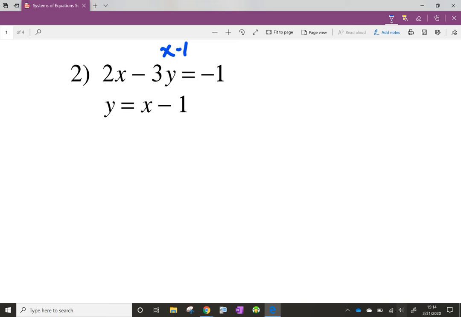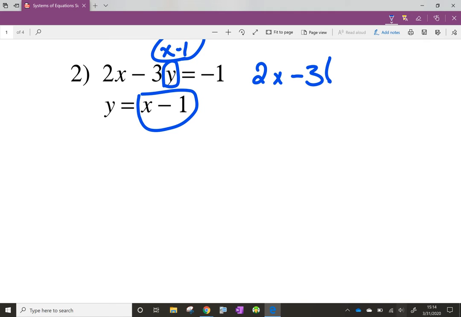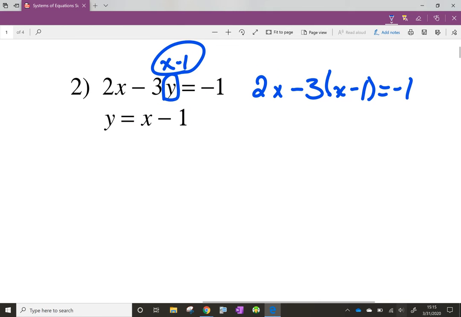So how this equation will look if I plug this in for y is it'll say 2x minus 3. That's still the same part of the equation. But when I plug in for y, I'm going to be plugging in x minus 1, right? X minus 1 is equal to y. So plugging in x minus 1, and then we'll have equals negative 1 at the end, because again, that's part of the equation there. So you see, remember, this is where y was. It used to be negative 3 times y, but now it's negative 3 times x minus 1. Simply from plugging it in.